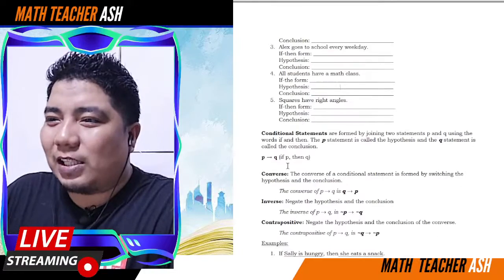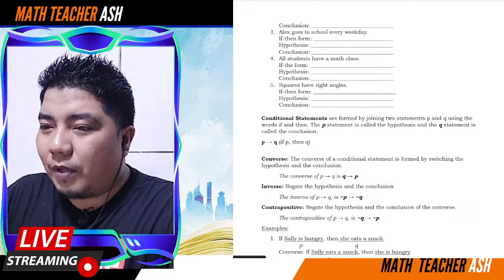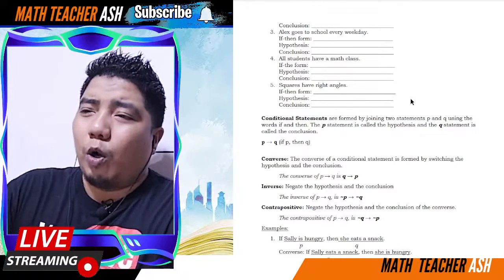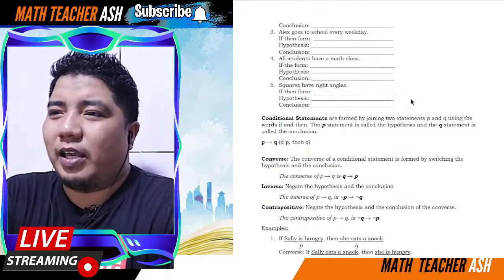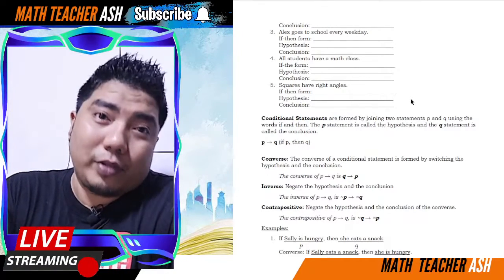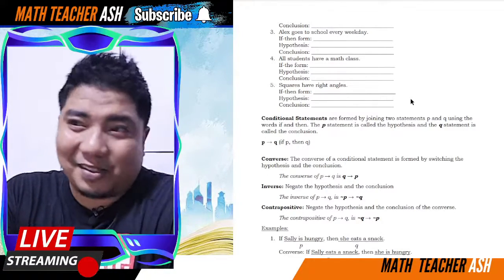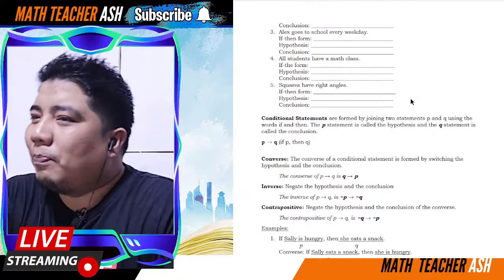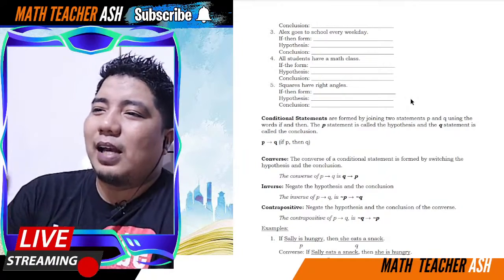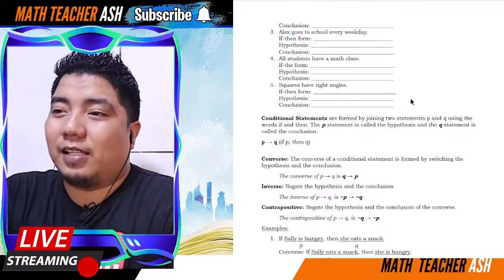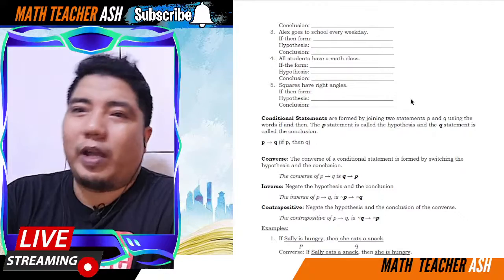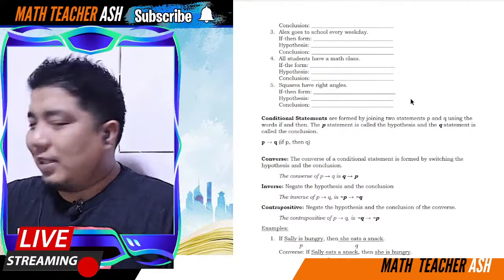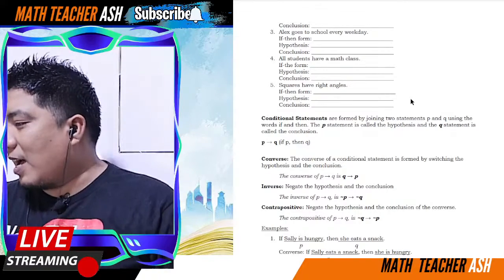Alright. Next, number 4, all students have a math class. Okay. So, if you are a student, then you have a math class. Oh, ganun na kadali. So, hypothesis and conclusion, napakadali alamin mula doon. Number 5, we have squares have right angles. If it is a square, then it has right angles. Easy, right? Easy lang talaga, my dear math learners.